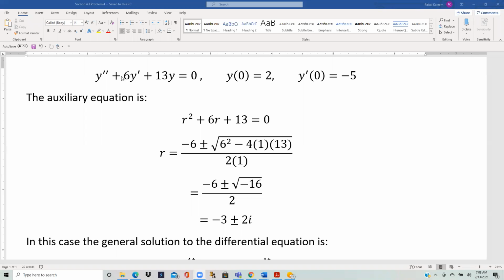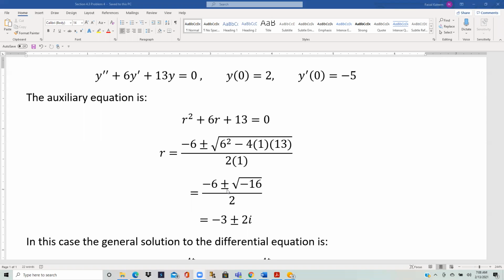Okay, so now let's look at this initial value problem. So the auxiliary equation is r squared plus 6r plus 13 is equal to 0. And we use the quadratic formula. And r is equal to -6 plus minus the square root of 6 squared minus 4 times 1 times 13, that is 4AC, over 2 times A, where A is 1.